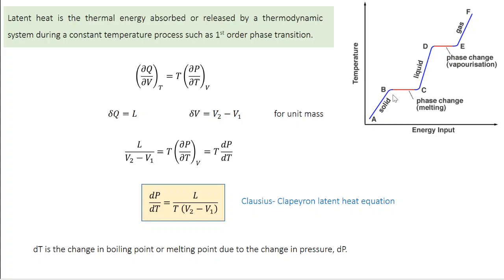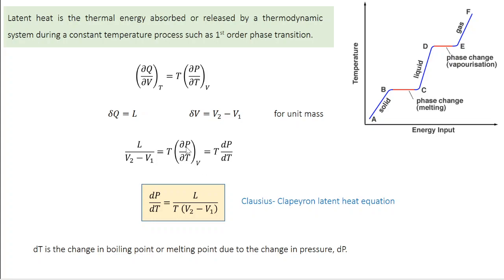Okay. So since we have a finite change here, instead of ∂, I am going to write ΔQ. So ΔQ equal to latent heat L. Similarly, the volume change, let me say the volume of one of the phases is V1 and the volume of the other phase is V2. So change in volume ΔV equal to V2 minus V1. And we are considering a unit mass of material here. So when I make these two substitutions in this equation, the left hand side becomes L divided by V2 minus V1, which is equal to T into ∂P/∂T at constant volume.